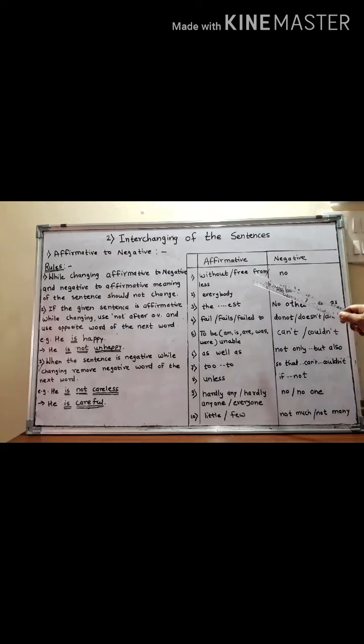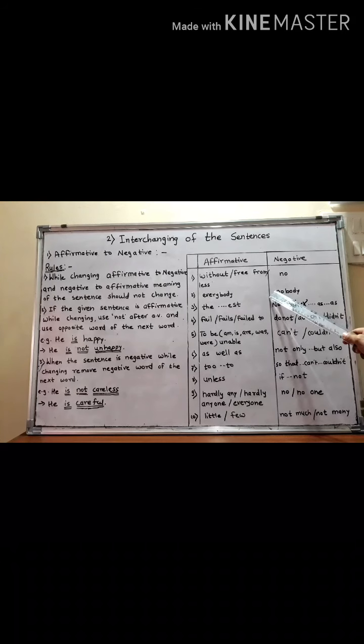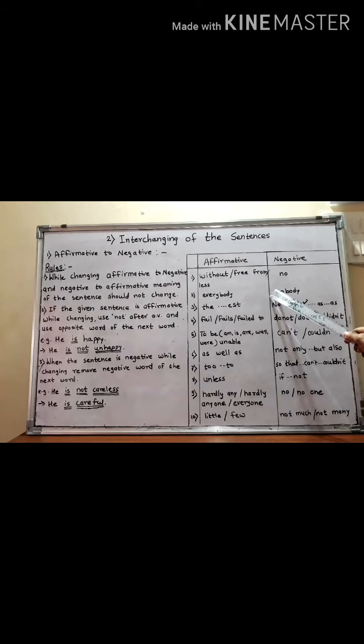While changing affirmative to negative or negative to affirmative, you can also refer to this chart. For example, if without, free from or less is used in an affirmative sentence, then while changing into negative, you can replace these words by using no. If everybody is there, then you can replace it by using nobody. But remember one thing, while making these changes, you have to see that the meaning of the sentence should not change. So the necessary changes you have to make.